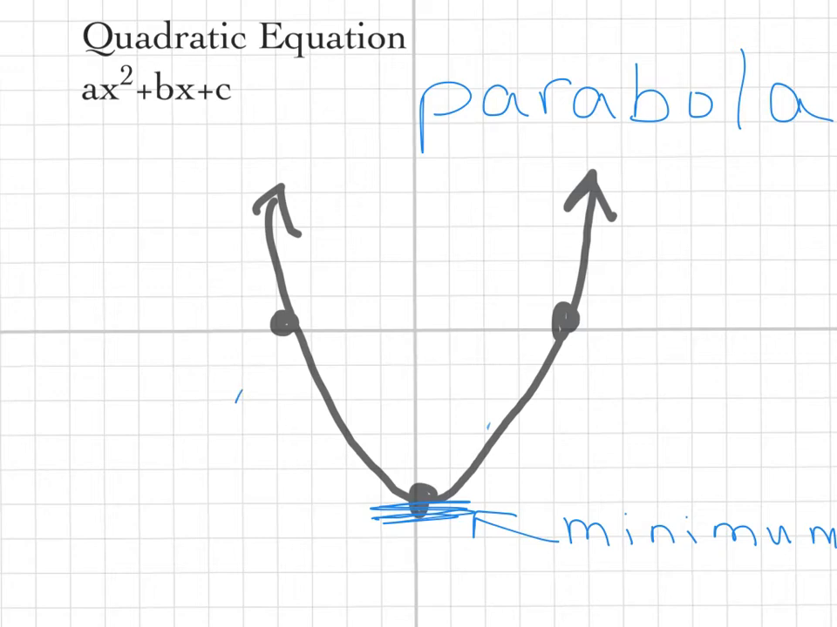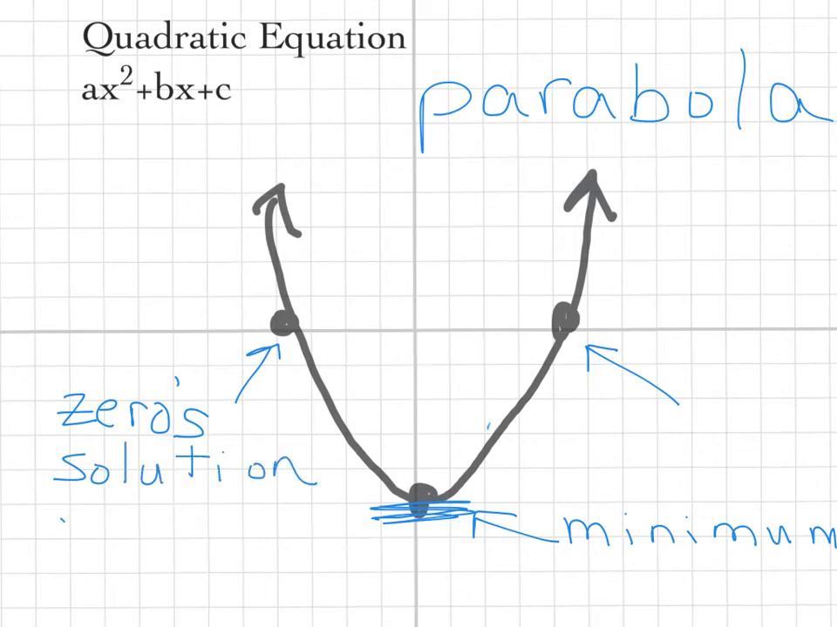These points here that lie right on the x-axis, these have various different names, but they all mean the same. Sometimes we call these the zeros of the function or zeros of the graph. We can also call this place where they intersect the x-axis the solution. And then we can also just call this the x-intercept.